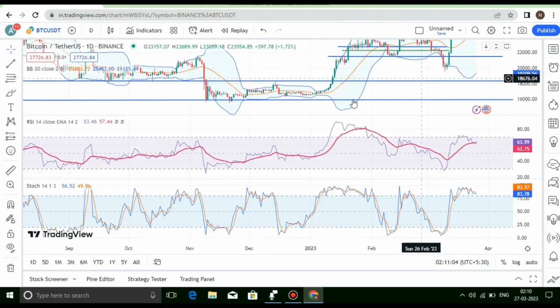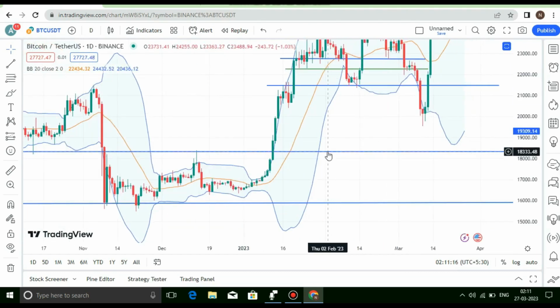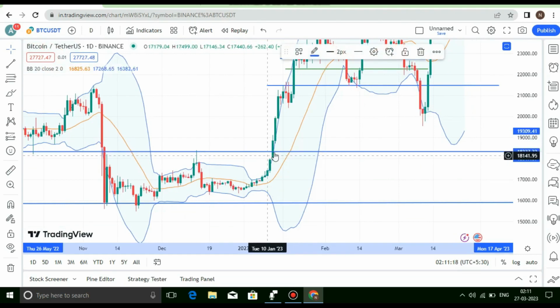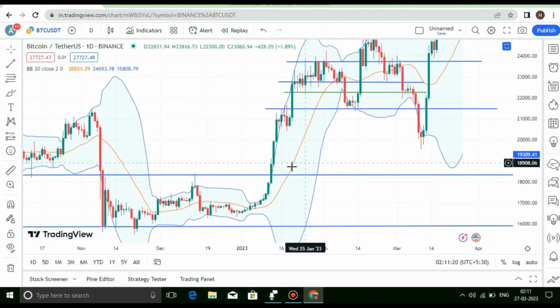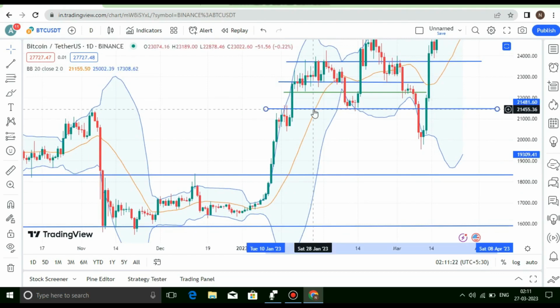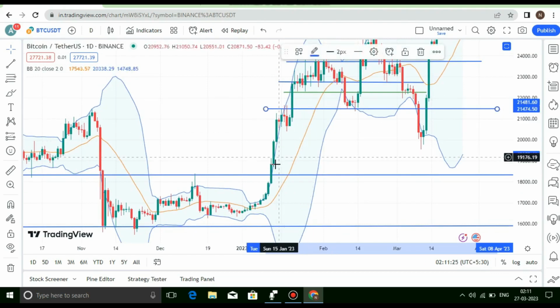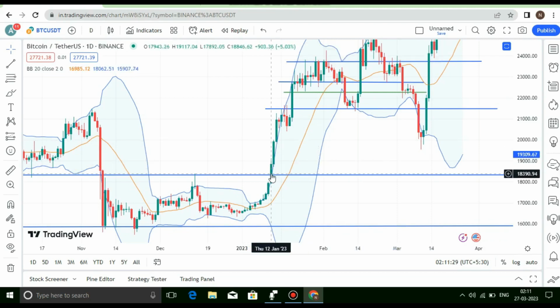And as you can see over here, the upper level of the Bollinger Band has been broken, and the level of $18,000 has been broken, and the next target was obviously $21,000. And how much profit has been made by this breakout? 5%, 5.75, and 5.14. So it's approximately 15% profit over here.